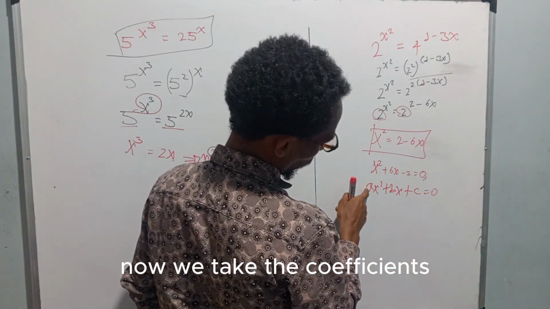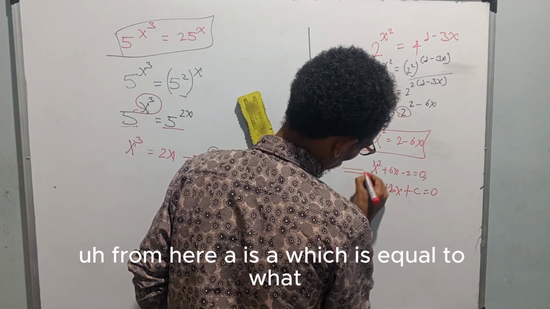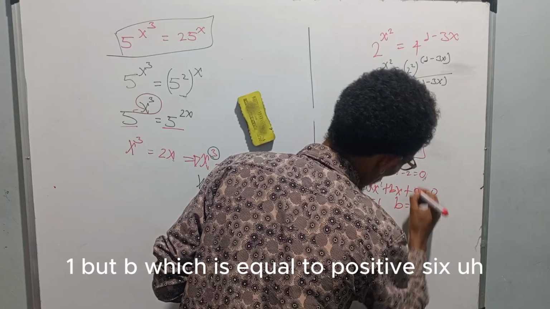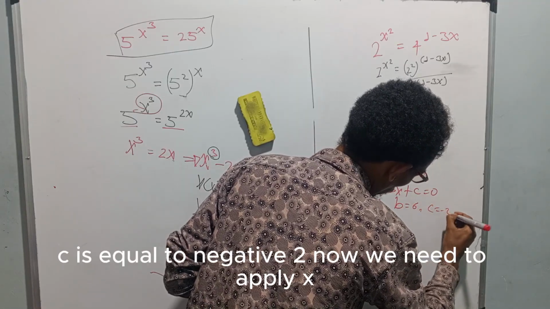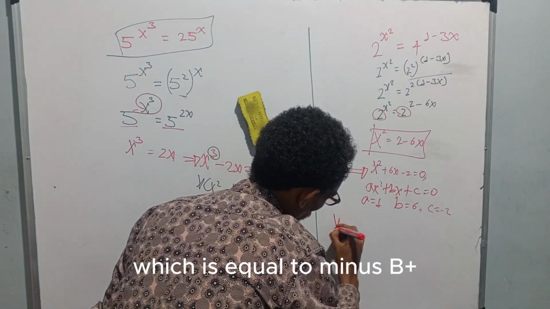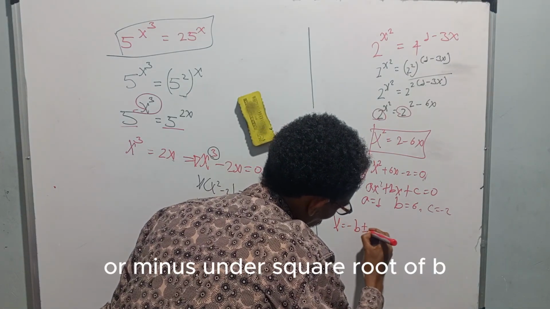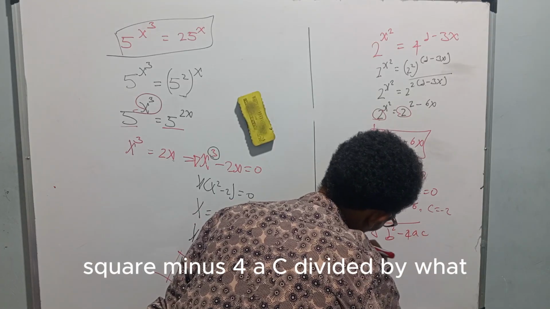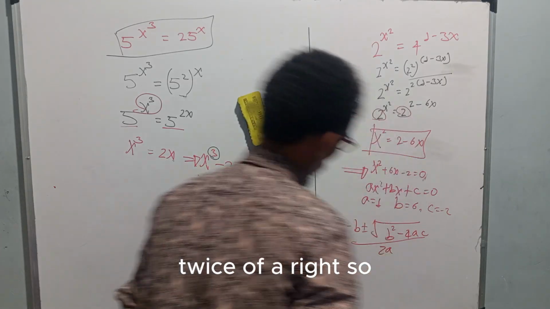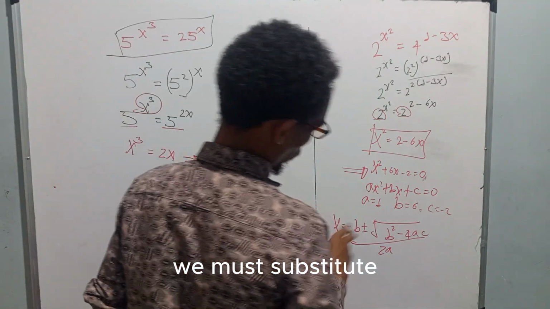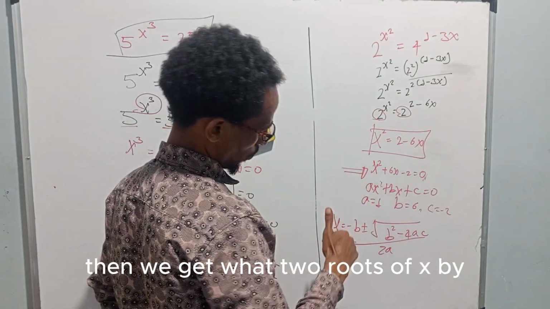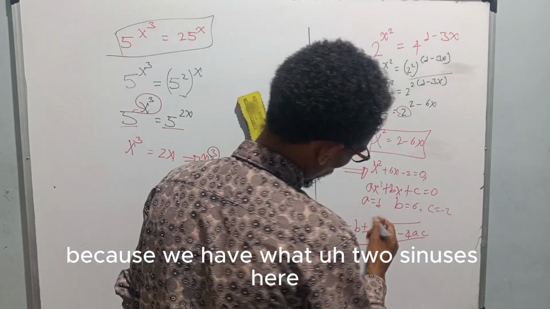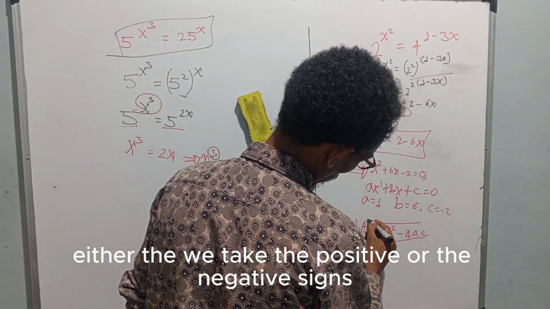Now we take the coefficients from here. A is equal to 1, b is equal to positive 6, and c is equal to negative 2. Now we need to apply x equals minus b plus or minus the square root of b squared minus 4ac, divided by twice a. So we must substitute all individual values into this equation. Then we get 2 roots of x because we have two signs here. Either we take the positive or the negative sign.